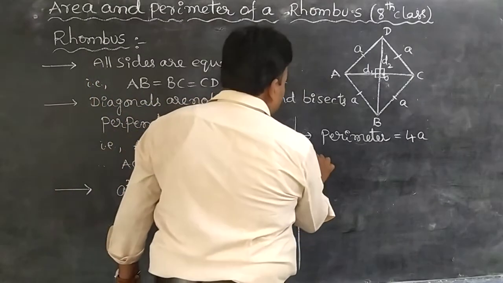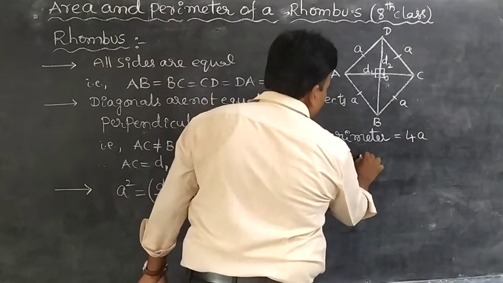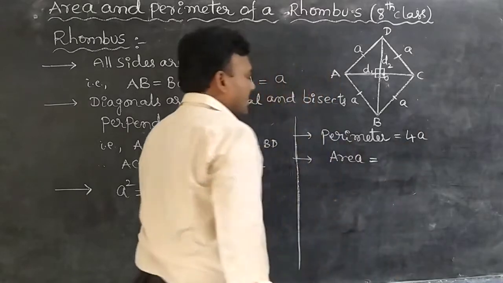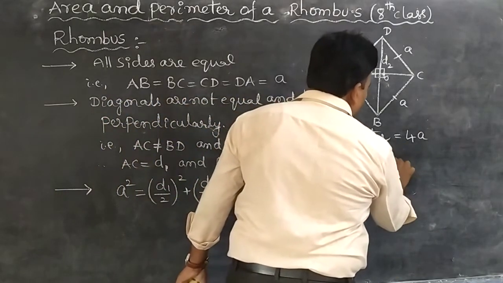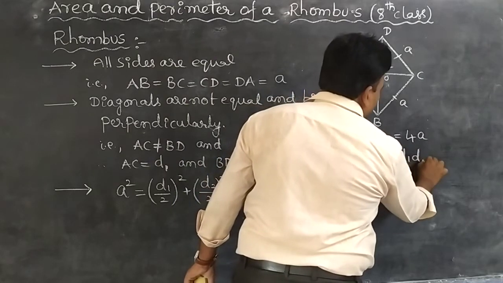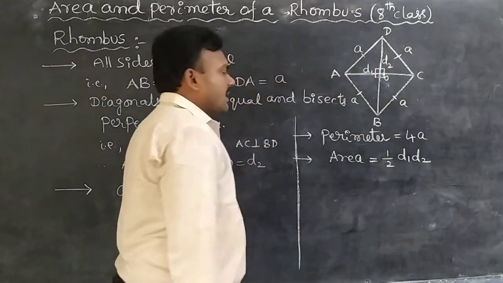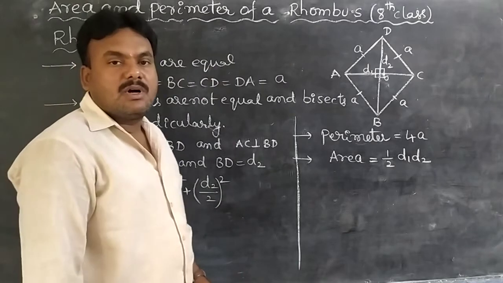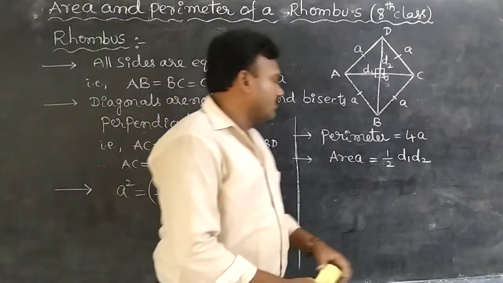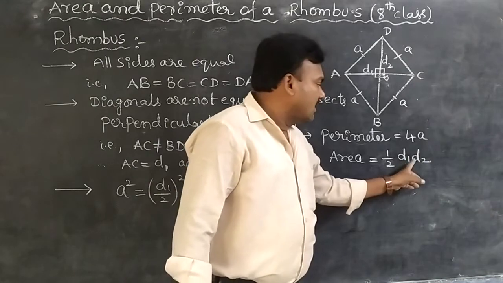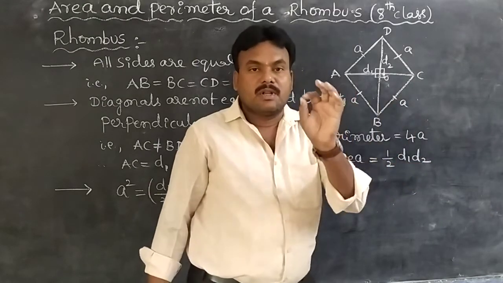Next one, area. Observe, students. Area formula equals half into D1 into D2, where D1 and D2 are the diagonals. That means D1 is the first diagonal and D2 is the second diagonal.